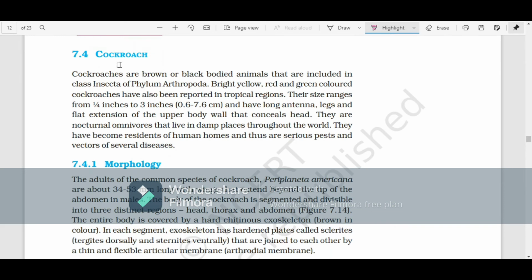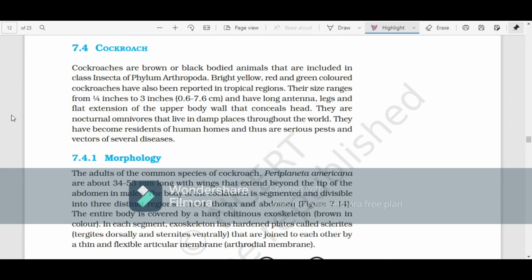Now we'll enter into cockroaches and let's do in this video itself how much ever we can. Okay, so now entering into the cockroaches part. Cockroaches are brown or black bodied animals that are included in class Insecta of phylum Arthropoda.